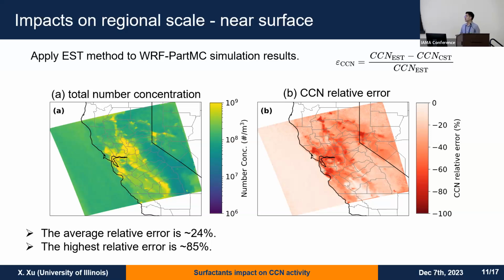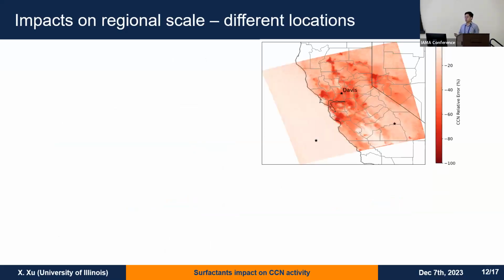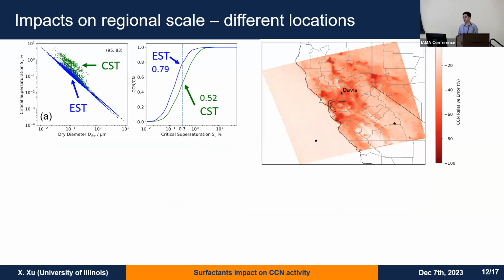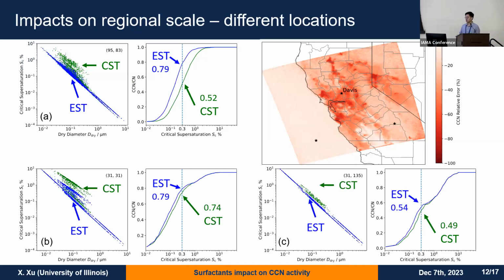But for some cases, the relative error can reach as high as 85%. Because of PyPartMC's capability, each gray box contains lots of particles. So here we also pick 3 distinctive places. One is Davis, where we are having a meeting now, and we can show what the particles look like, and also the comparison of the activation ratio. The second location is the ocean, and the third one is the mountain.